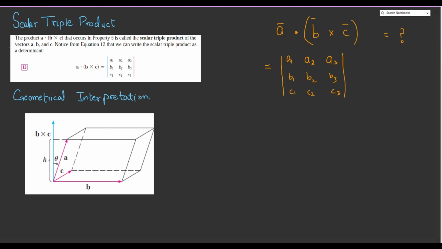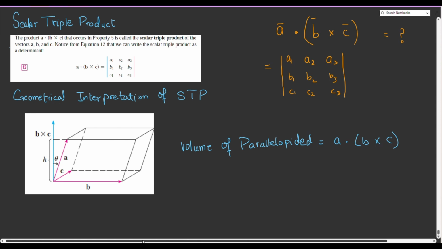So what does this give you? STP means scalar triple product. We have three vectors A, B, and C. These three vectors together form a parallelopiped, and when we find this scalar triple product, it will give us the volume of this parallelopiped. So it is equal to A dot B cross C. When you find this thing, it will give you the volume of this thing.